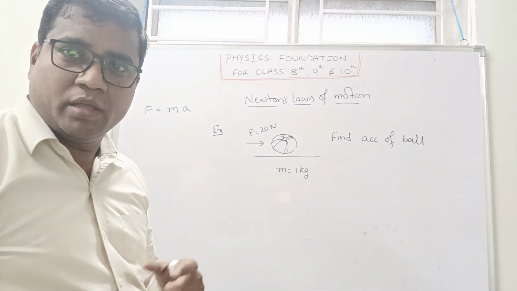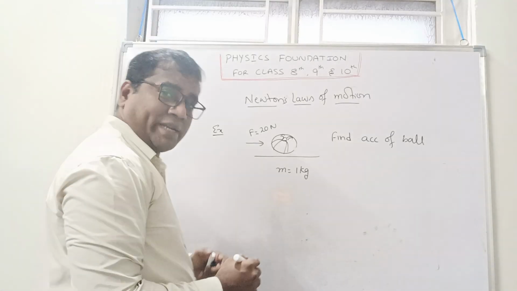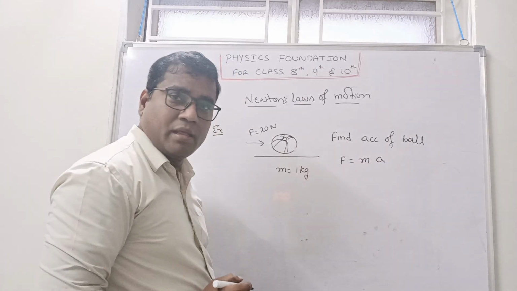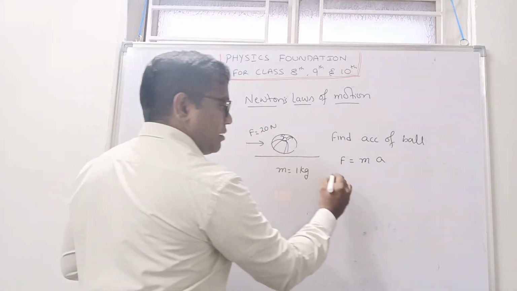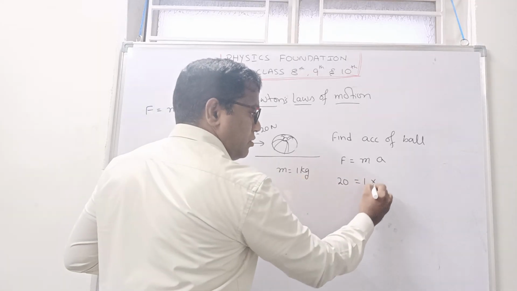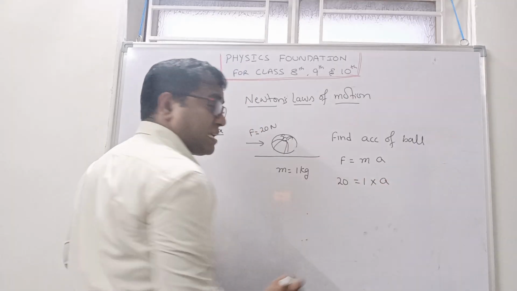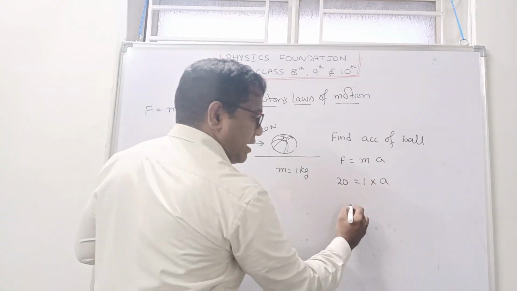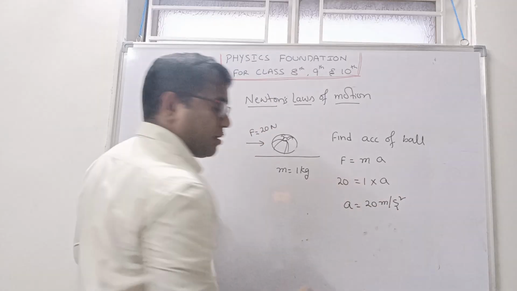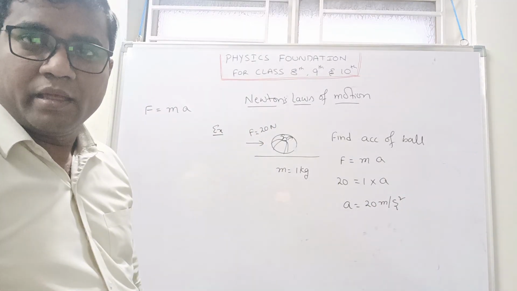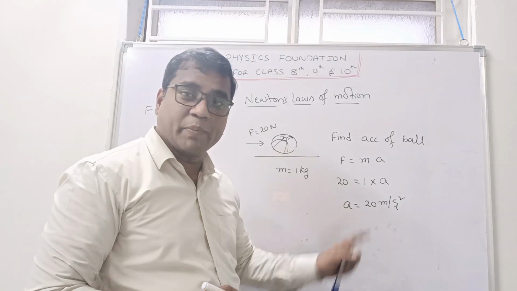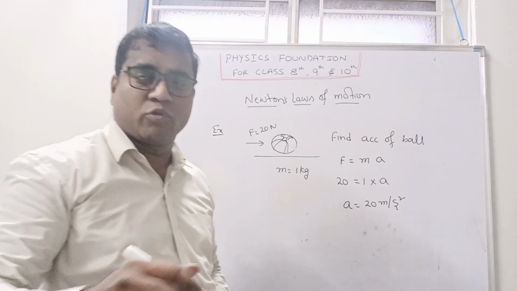I know F is equal to m into A. How much force is acting here? 20, which is equal to the mass 1 into acceleration. So he is asking acceleration only. Directly you can write A is equal to 20 meter per second square. How much acceleration is it? 20 meter per second square. So we'll see one more question.